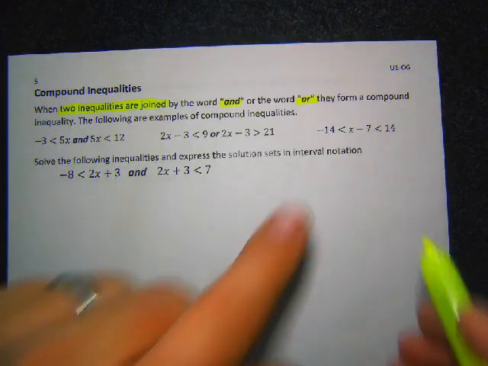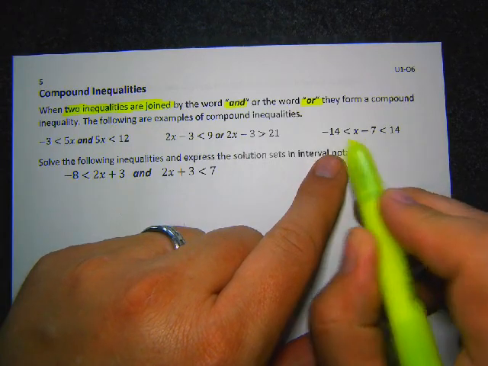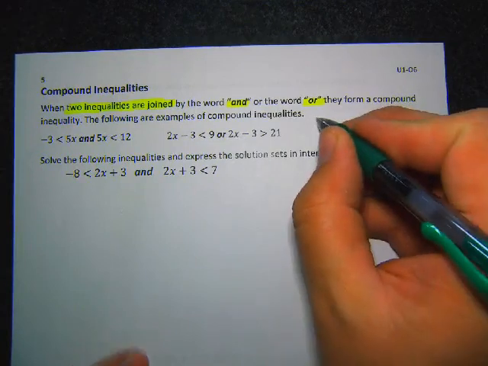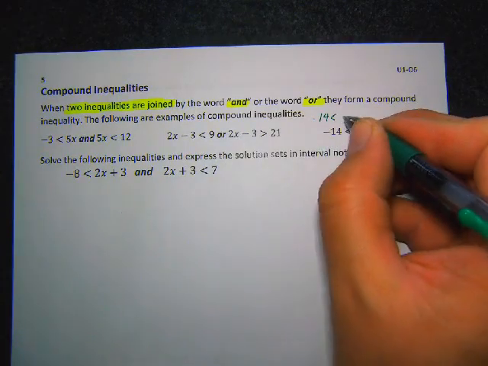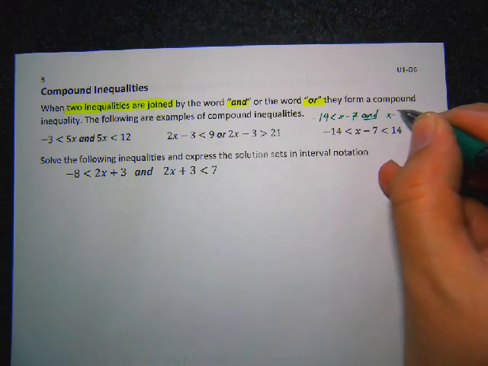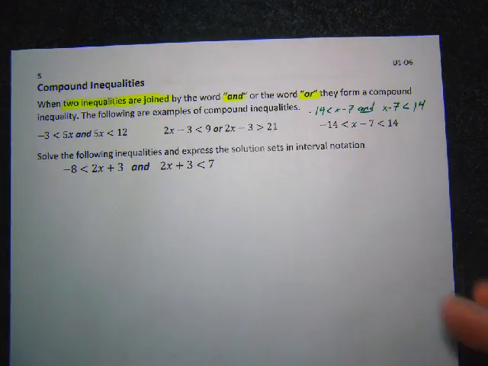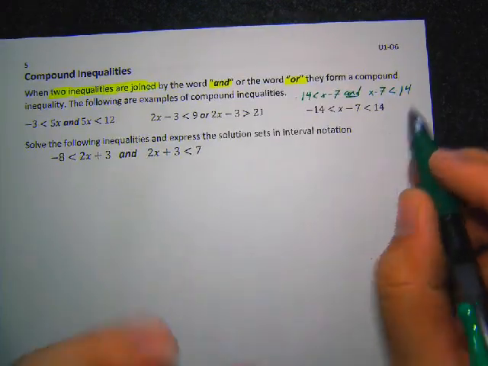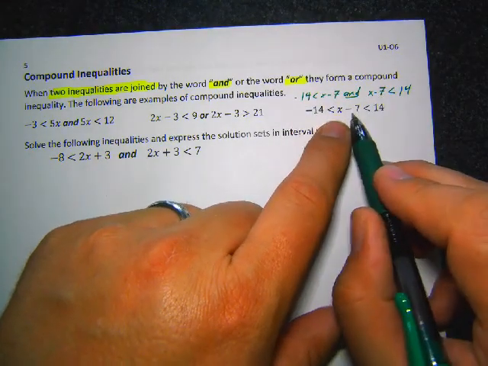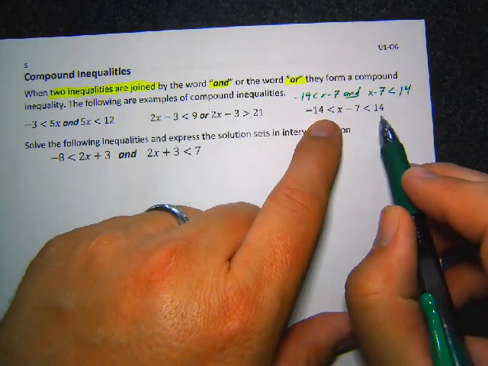Now you can combine and inequalities by writing them like this. This is actually an and inequality. They don't say the word and here, but if you see something like this, this is actually the same as saying negative 14 is less than x minus 7, and x minus 7 is less than 14. So this is a compound inequality. This is one where we take these two expressions, and because they have the x minus 7 in the middle of both of them, we can combine that together to have one x minus 7, and then write the whole pair of inequalities as one 3-part inequality.